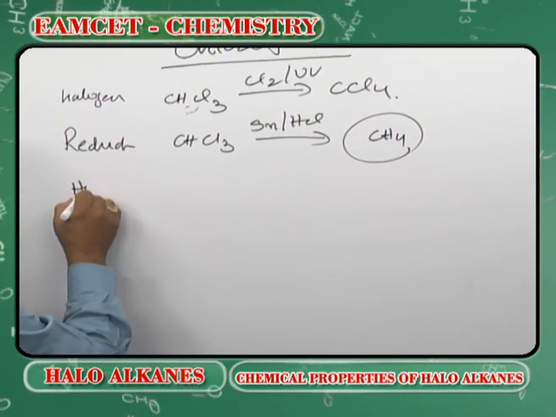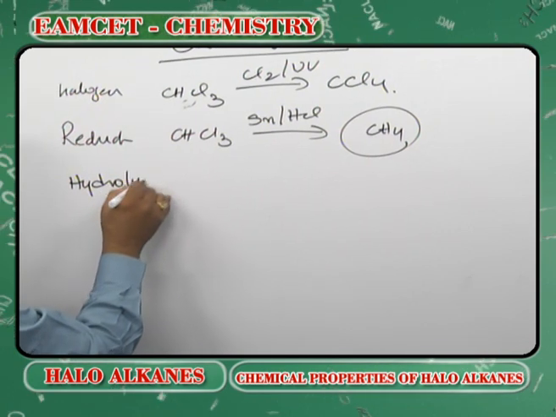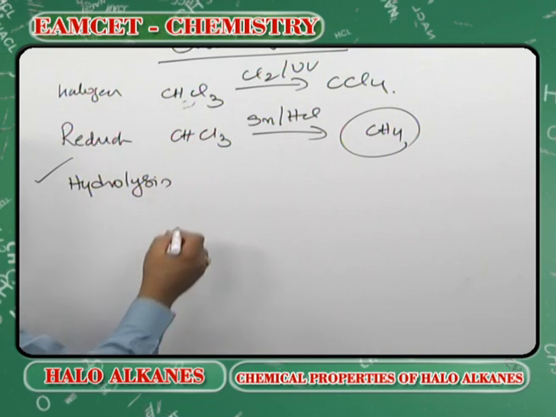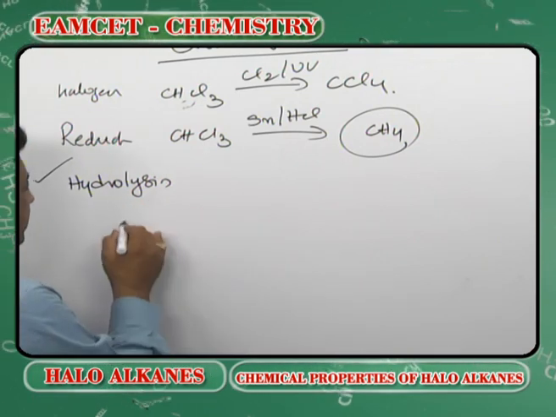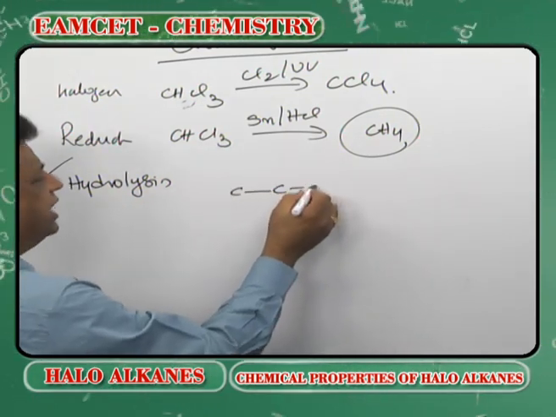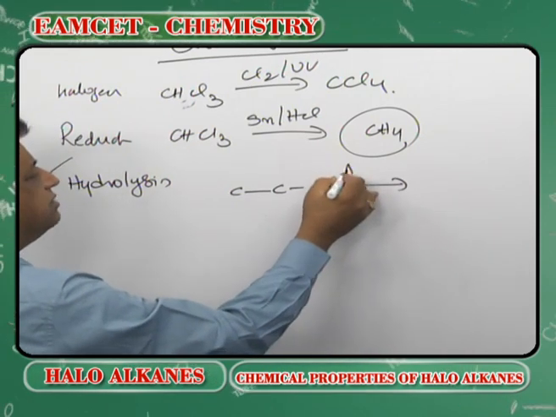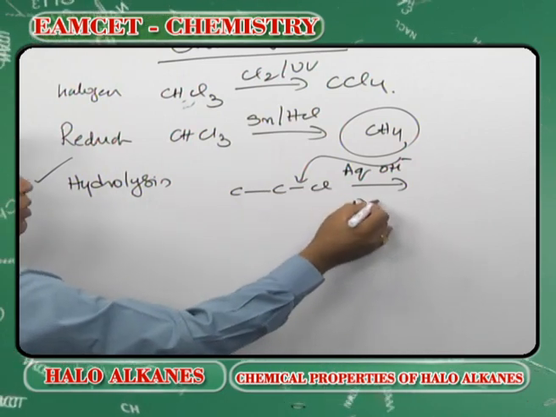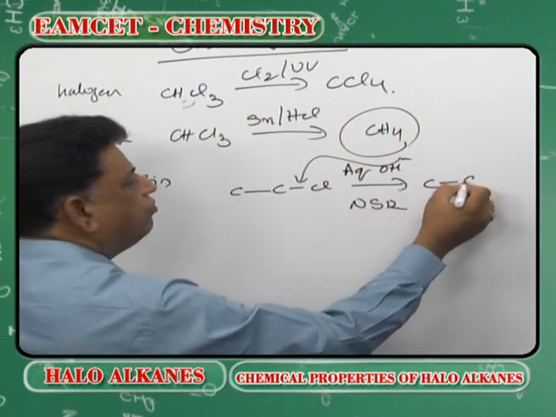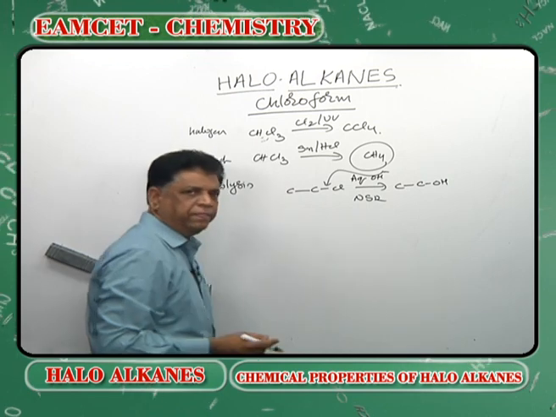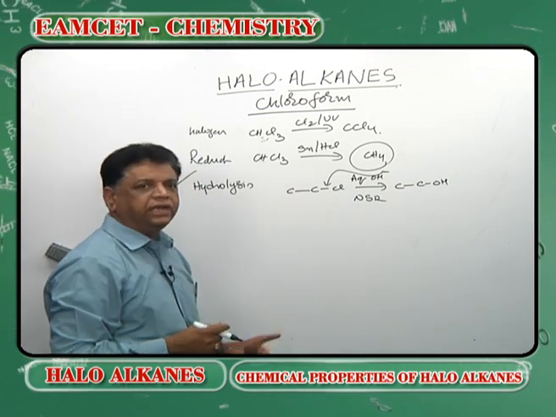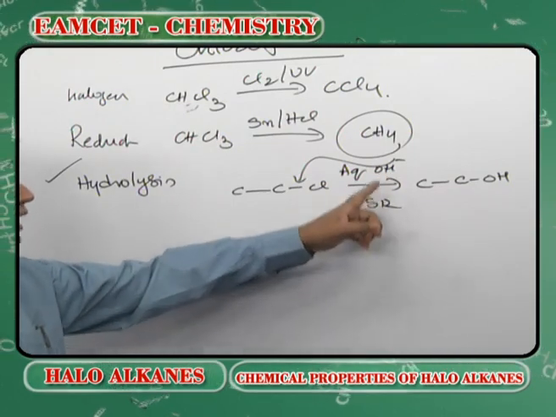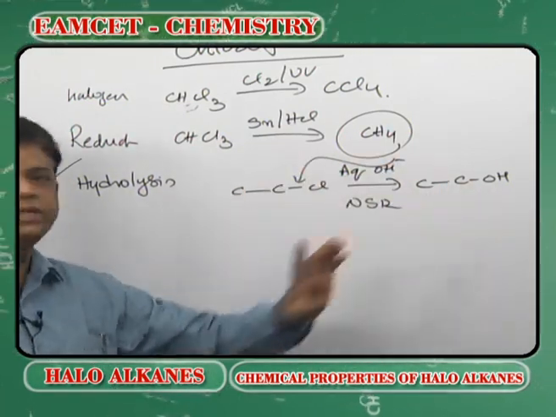It can be hydrolyzed. The hydrolysis has also been asked several times in the EAMCET examinations. What does this hydrolysis concept mean? If we take ethyl chloride with aqueous KOH, the OH minus replaces it in a nucleophilic substitution reaction, therefore you will get an OH. Okay, this is not chloroform, however, I am giving a general point. A haloalkane on aqueous sodium hydroxide and boiling, OH replaces it by nucleophilic substitution.